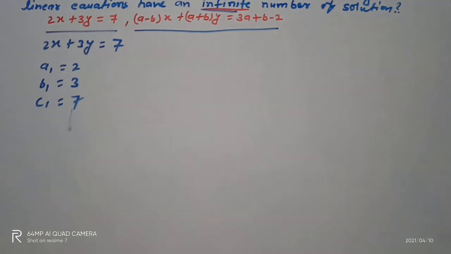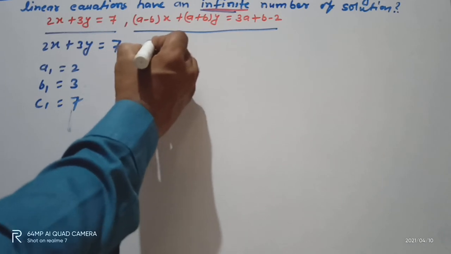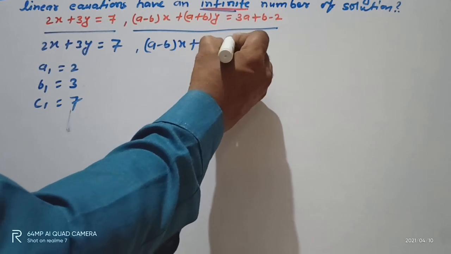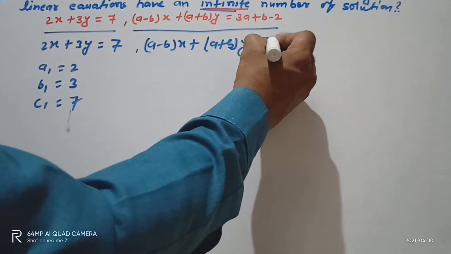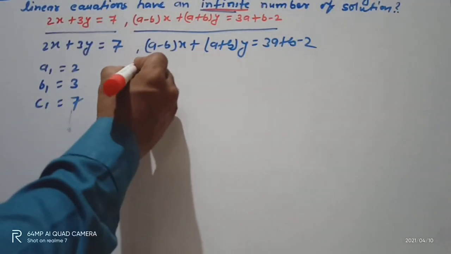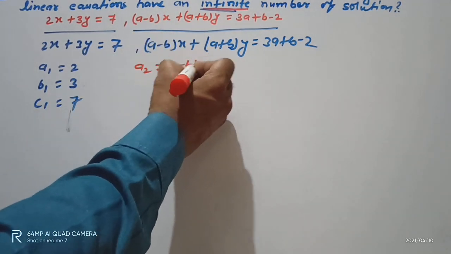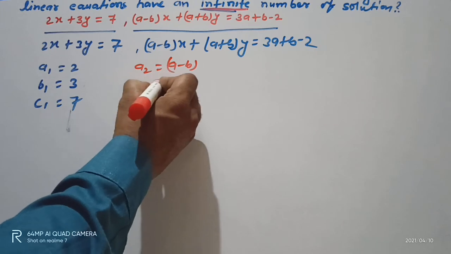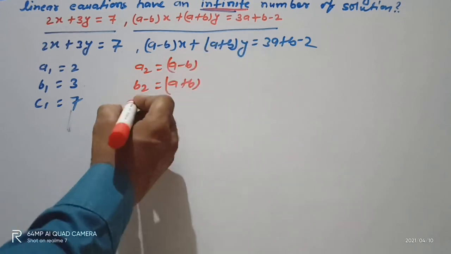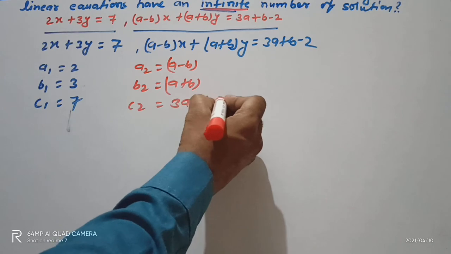Now from the second equation, what is given? The equation is given: a minus b into x plus a plus b into y is equal to 3a plus b minus 2. In this case, a2 will be the coefficient of x, that is a minus b. b2 will be the coefficient of y, that is a plus b. And c2 is equal to 3a plus b minus 2.